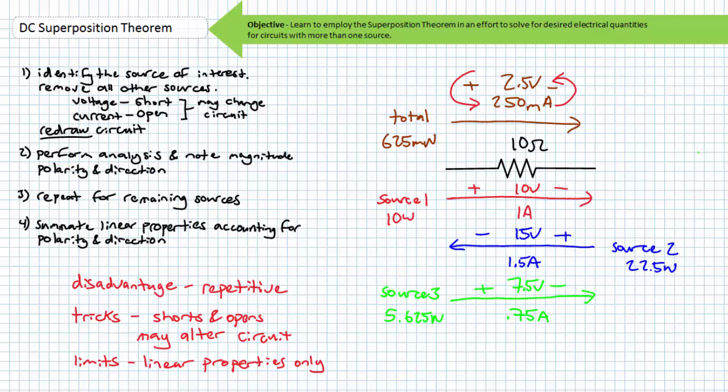Again, considering our earlier example of the 10 ohm resistor being acted upon by 3 sources, the final voltage of 2.5 volts and the final current of 250 milliamperes can be used to determine that this resistor is ultimately dissipating 625 milliwatts of power, and not the summation of 10 watts, 22.5 watts, and 5.625 watts. Even if you assume source 2's contribution to be negative, this still yields an incorrect result. Either method is utter nonsense because power is a nonlinear property, and the superposition theorem only applies to linear sources and linear properties like Ohm's law.